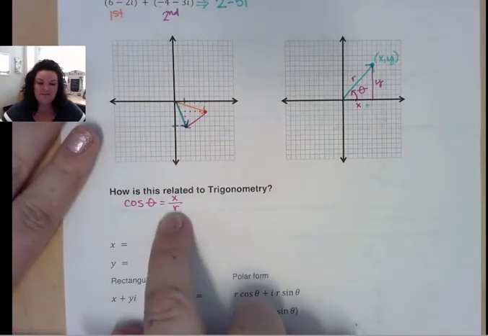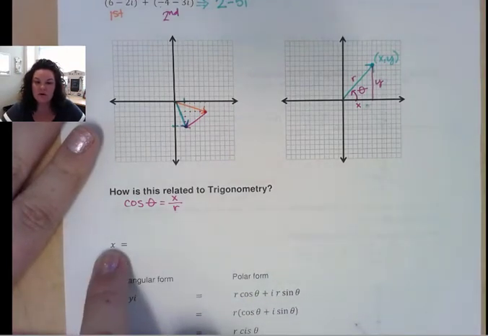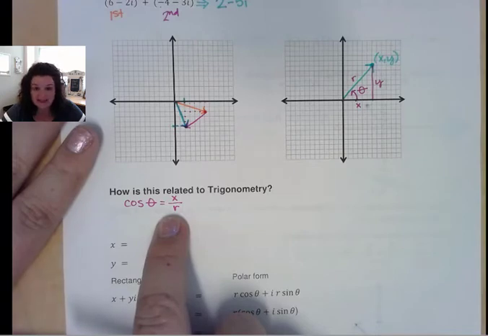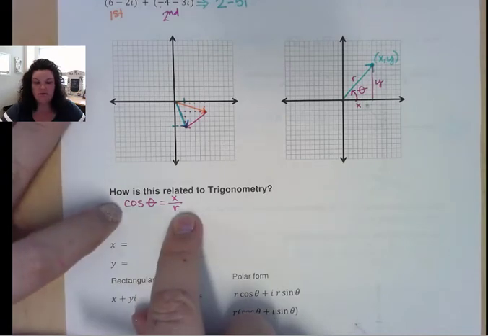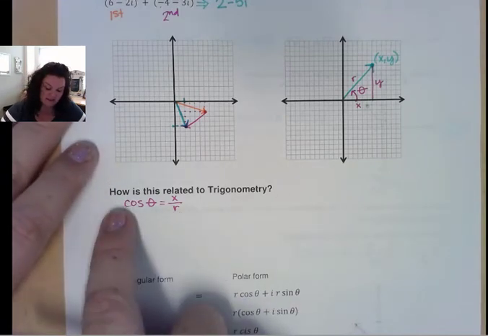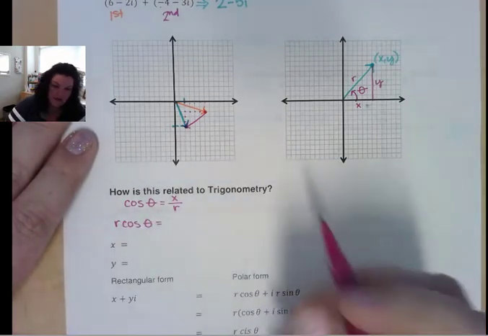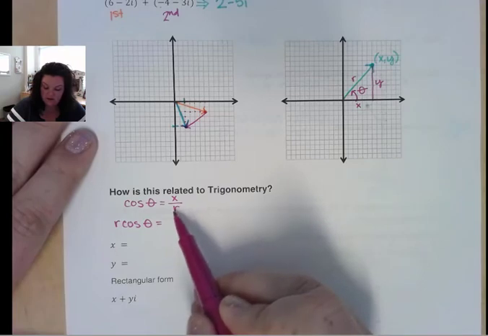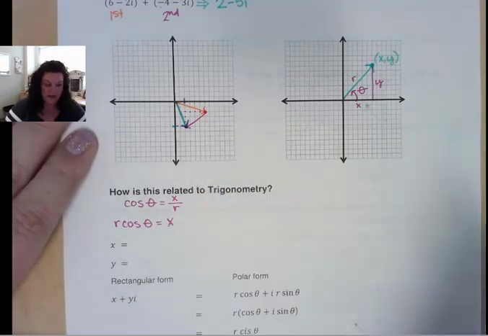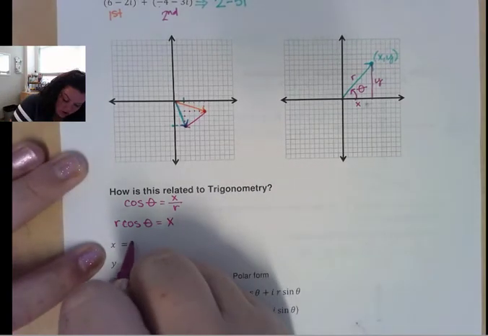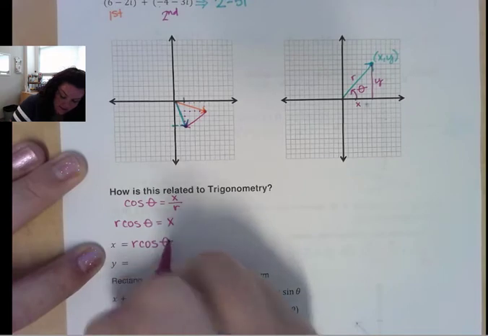And if we're trying to define x, how would I get x by itself in this equation? Well, right now, x is being divided by r. So to undo that division, I could multiply by r on both sides. If I multiply this side by r, that would give me r cosine theta. And if I multiply this side by r, that r would cancel and I would just get x. So I can write x as r cosine theta.